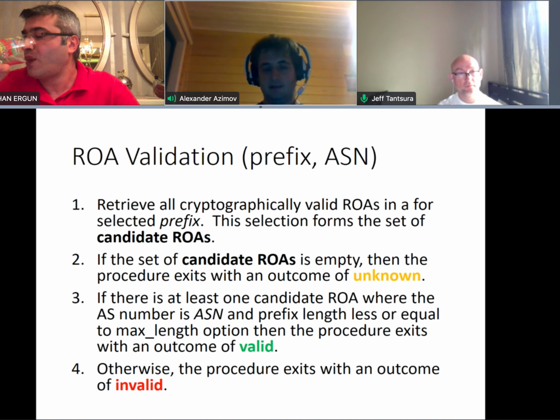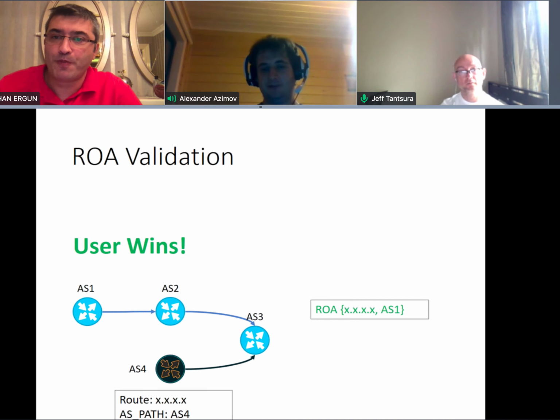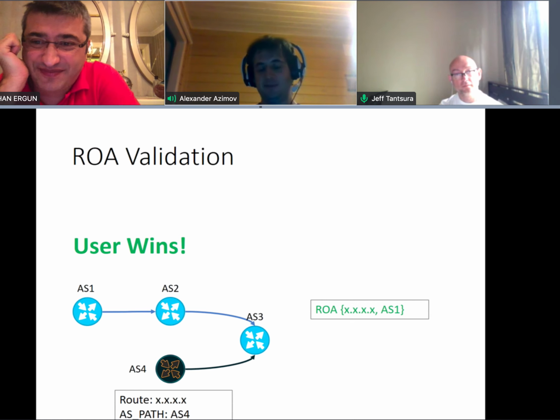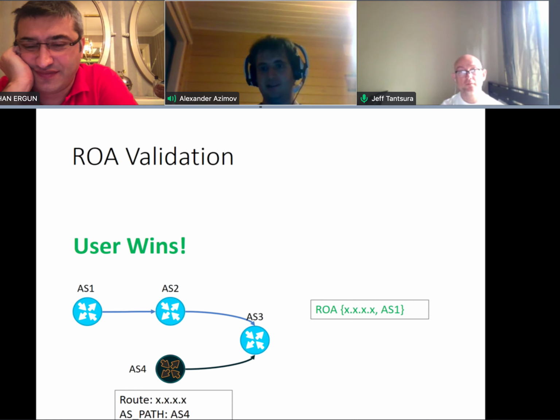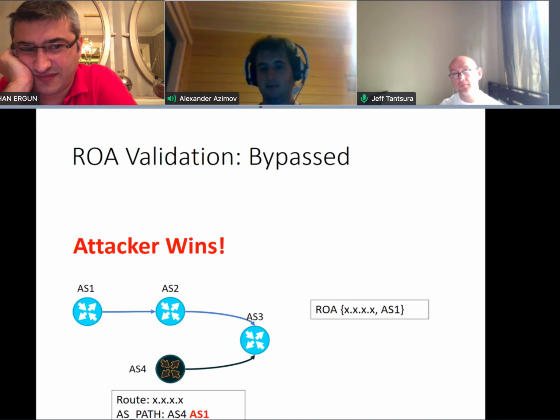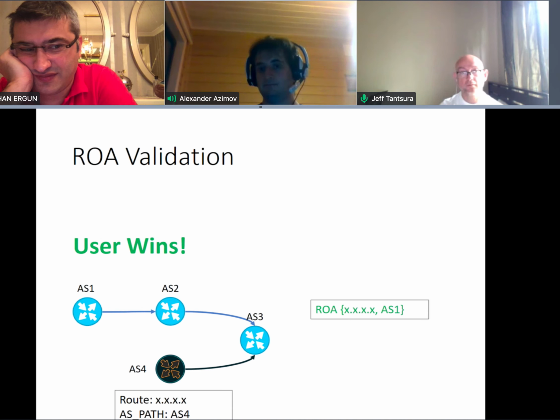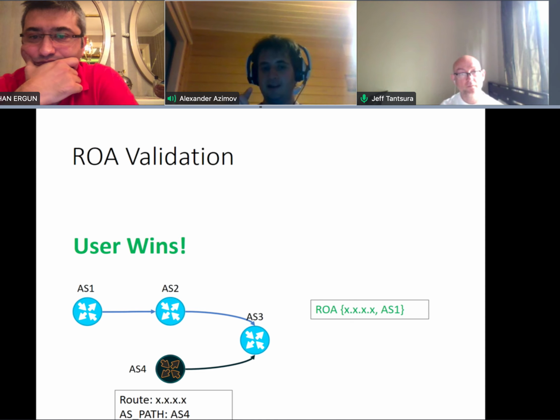Correct. So we're getting back to our wonderful drawing, and again, the AS4 is doing its best to hijack address space from AS1. Now we have a ROA that says that the prefix belongs to AS1. And if again AS4 cheats and advertises the prefix from its own autonomous system number, AS3 will see a prefix from autonomous system 4 with autonomous system 4 in the path, and thus will say, oh, ROA validation invalid, rejected. That's what we were just discussing.